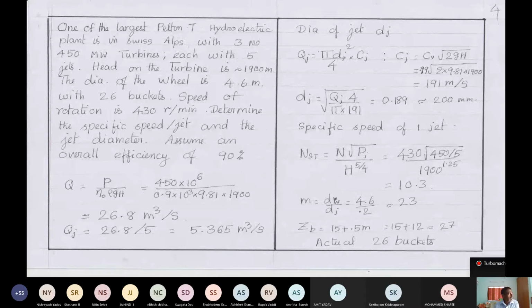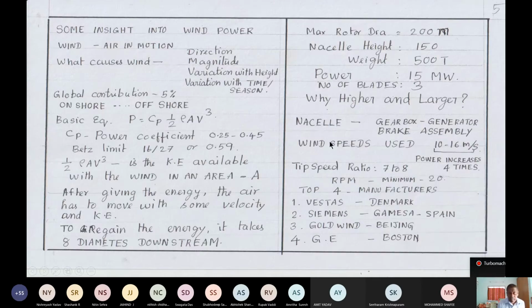Next part is thermal, and we'll see something of wind turbines today. Okay, some insight into wind power. So wind is air in motion. Okay. So it has a direction, it has a magnitude, there is variation with height. Usually from the Earth's surface, as we go higher, the wind velocity will go on increasing. Okay, maybe up to 100 or 200 meters or 400 meters.